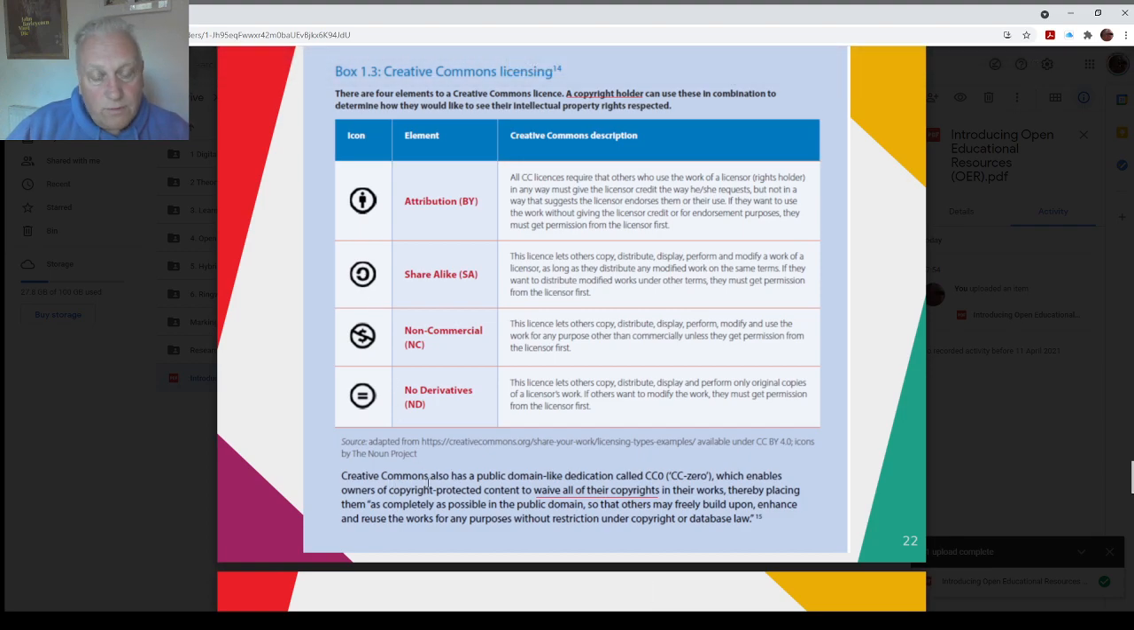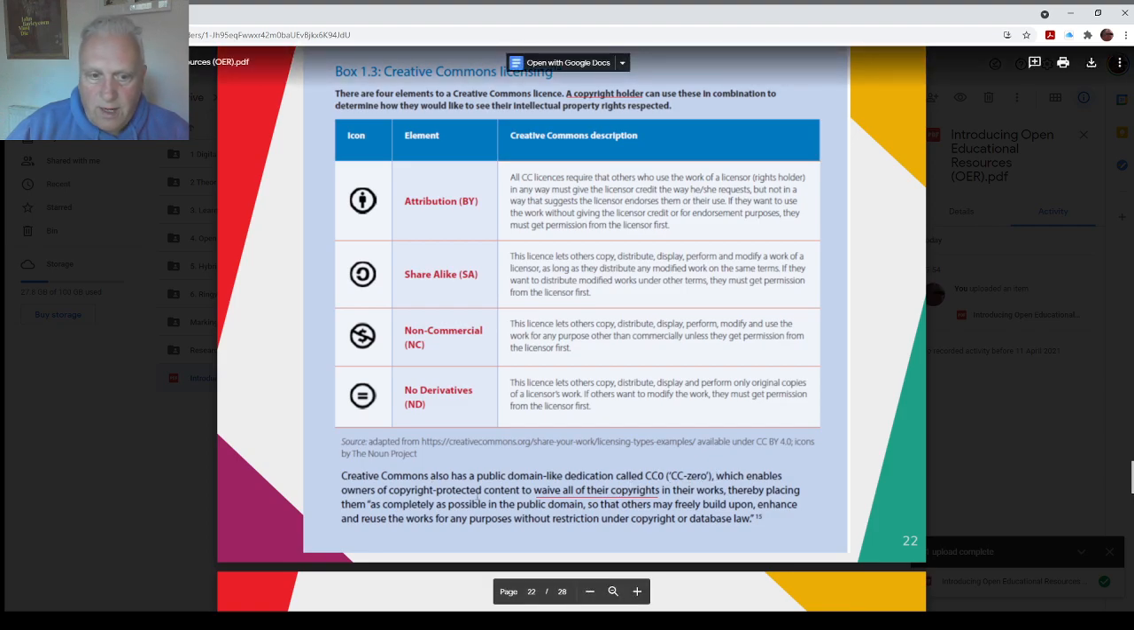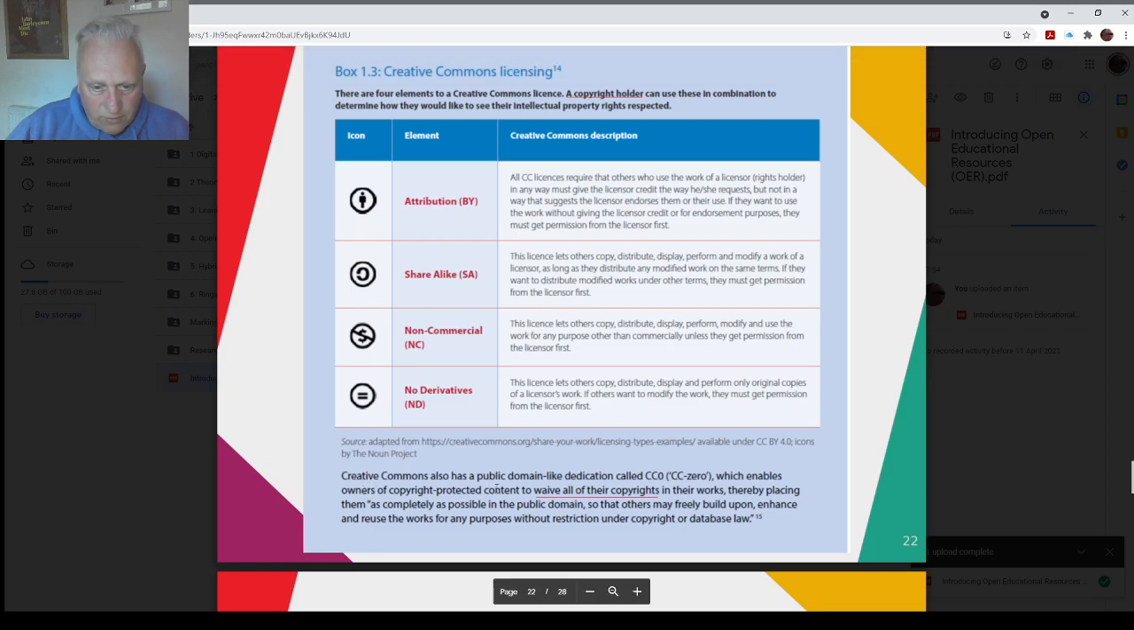So the Creative Commons was a great idea, and a public domain-like dedication called CC0 enables owners of copyright protected material, that if I own the copyright, I waive all my copyrights in my works, thereby placing them as completely as possible in the public domain so that others may freely build upon, enhance and reuse the works for any purposes without restriction under copyright or database law. So this is a big thing, and it's been around for some time.